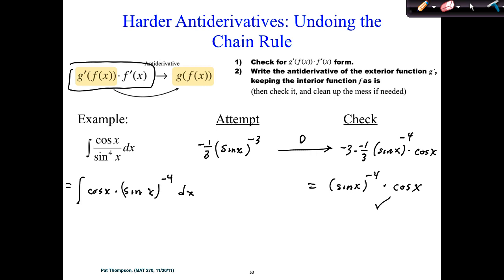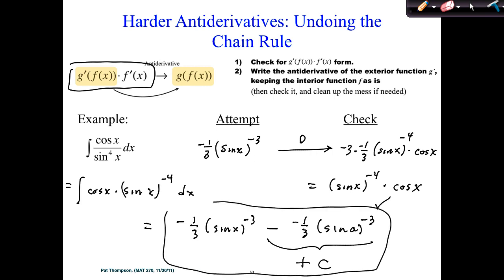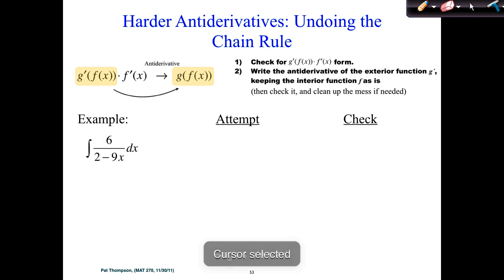Fundamental theorem says, oh, I make mistakes, so it happens. Is this better? Okay, any questions? Okay, here you go. You try this one.